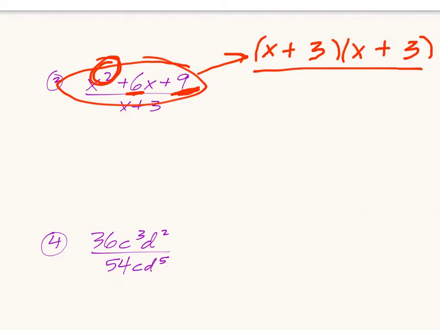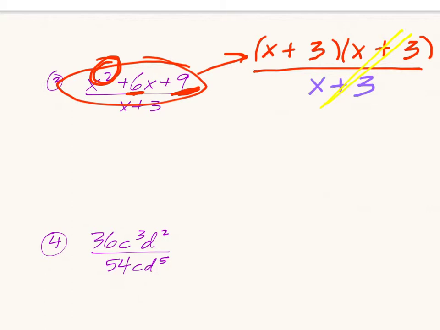Nothing to factor down there on the bottom, so we'll carry over the x plus 3. Second question for yourself, can I cancel? Cancel things that match, x plus 3 over x plus 3. But uh-oh, look what happened. We canceled out everything on the bottom.